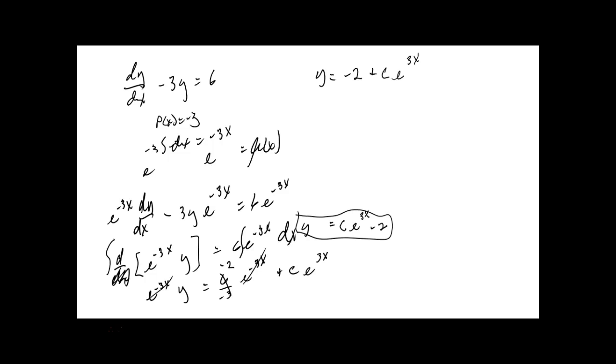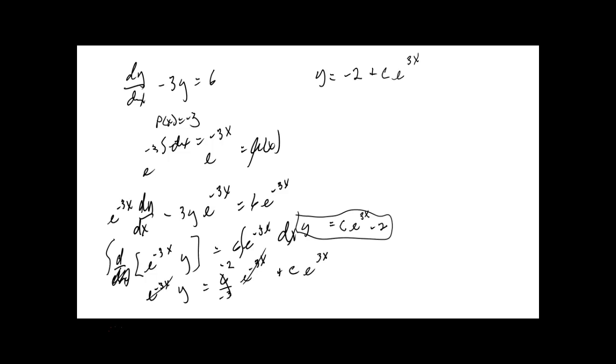If you took the derivative of this thing, it would be the first times the derivative of the second. Plus the second, y, times the derivative of the first. So the derivative of the first is e to the minus 3x, chain rule, times the minus 3. So sure enough, that is a perfect derivative of a product.